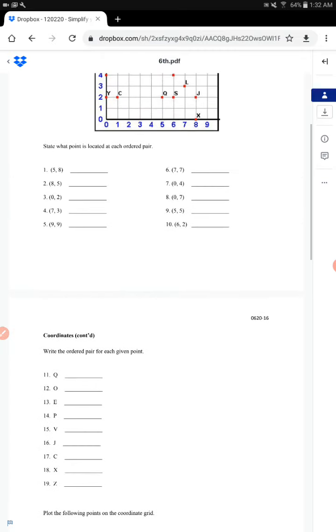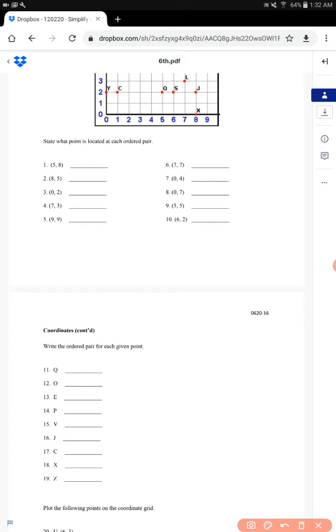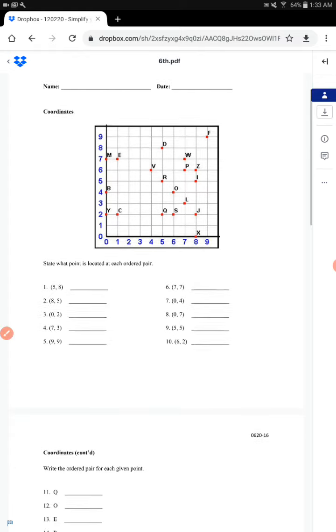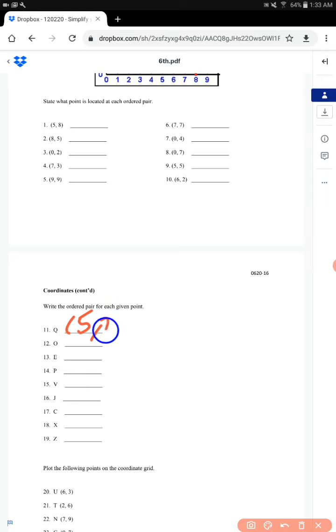For this next part, it's just the other way around. So Q, for number 11, let's find Q. Q is right here. To get to Q from (0, 0), you go 5 to the right, then 2 up. So it'd be (5, 2). The answer to 11 would be (5, 2).